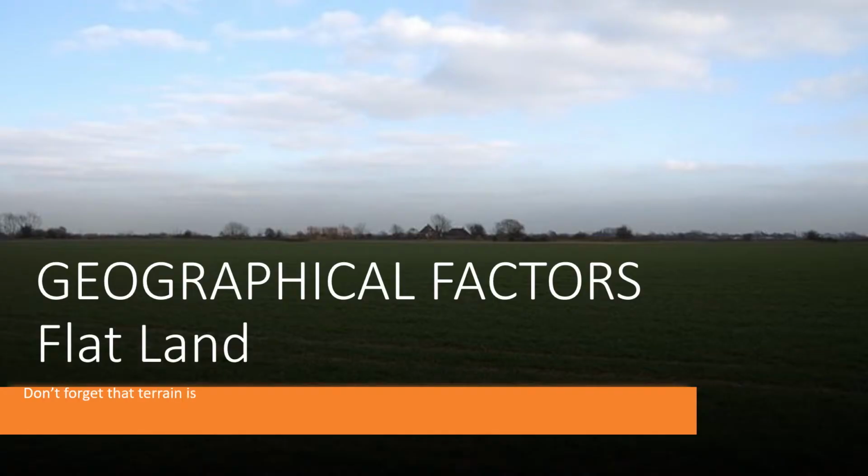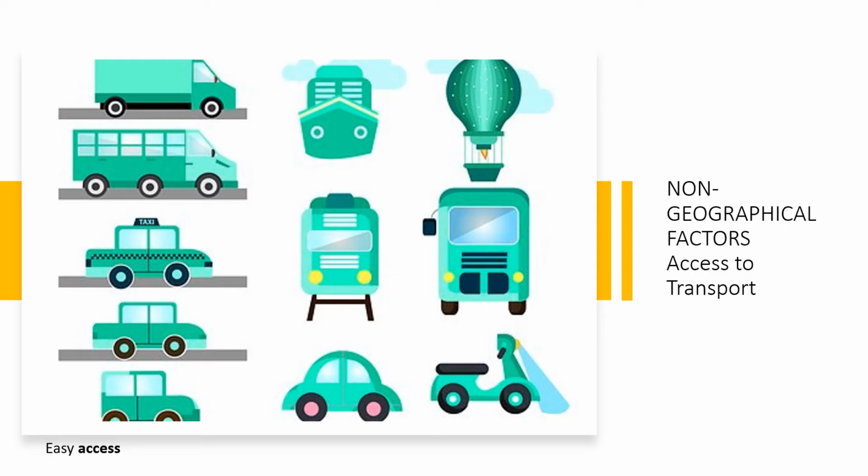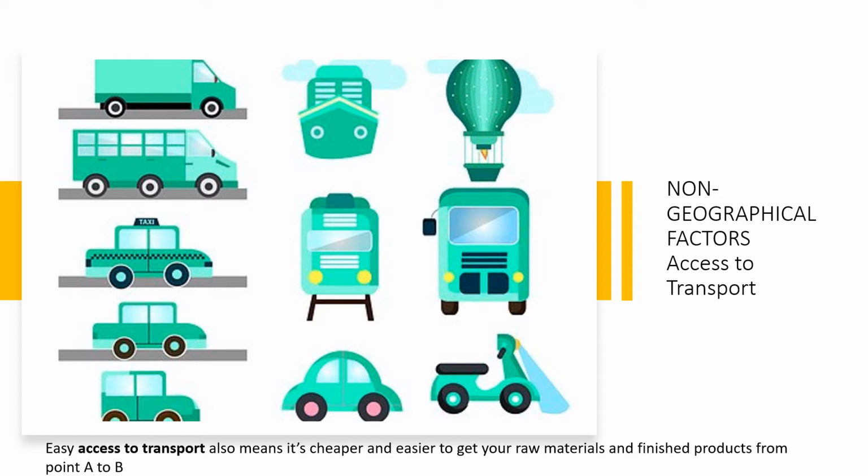Don't forget that terrain is often a huge factor. You want flat land because it is usually cheaper and easily allows for expansion. Easy access to transport also means it's cheaper and easier to get your raw materials and finished products from point A to B. It works out better for your consumer and your profit margin at the end of the day.